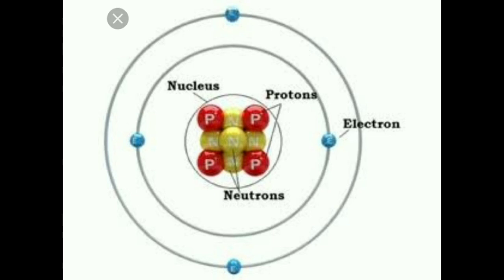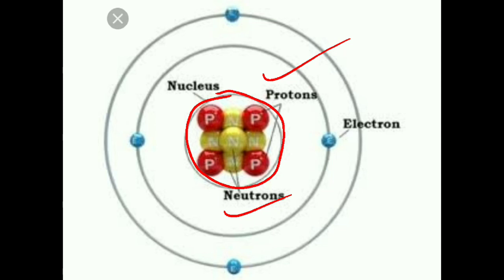Viewers, an atom is the smallest particle of which matter is made up. An atom consists of two parts. In the center of the atom is a part called the nucleus, and the nucleus contains positively charged particles called protons and neutral particles called neutrons.